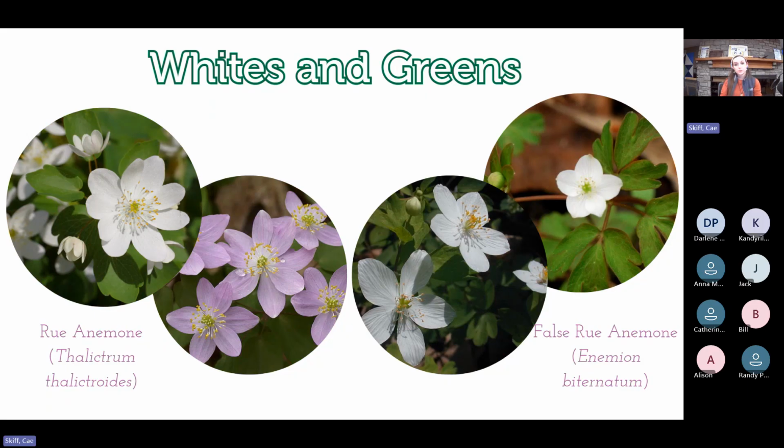Rue anemone and false rue anemone. So we've got rue anemone, which blooms in mid-March through early May. You'll find them in rich floodplains. You can even find them up in the dry uplands. So they like it where it's wet and where it's dry. They're pretty well spread out. There are certain medicinal properties in their roots that can be used to treat digestive upsets, which is pretty nice.